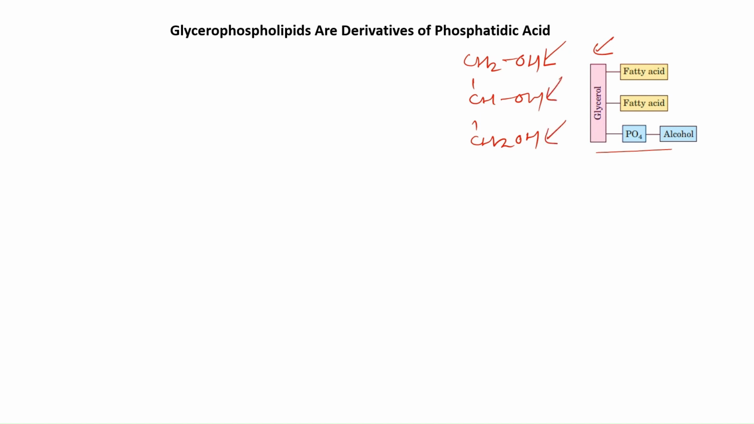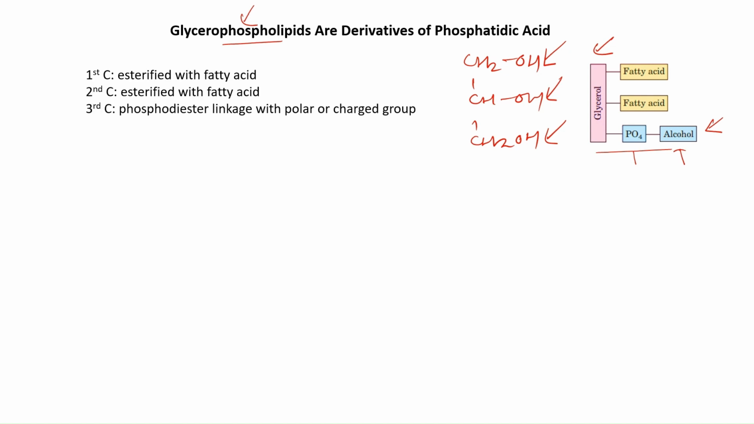With the third carbon, the name is phospholipid, so a phosphate group is attached. And with this phosphate group, any alcohol will be attached. The name phospho means from phosphate. So with the third carbon, we have a phosphate attached and then an alcohol attached. That means in the first and second positions, we have ester linkage, and in the third position, we have phosphodiester linkage. The same is written here. Now, in case of glycerophospholipid, the parent compound is phosphatidic acid.